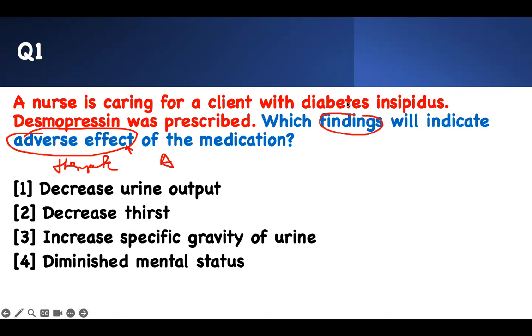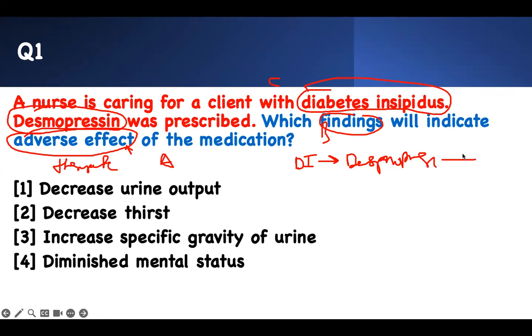And next is caring for a client with what? Diagnosis: diabetes insipidus. It's not mellitus. It's an insipidus. Desmopressin is prescribed. Which finding will indicate adverse effect of the medication? Rewrite the question with your case and your buzzwords. Patient has DI. We give the patient desmopressin. Which of these side effects or findings is an adverse effect?